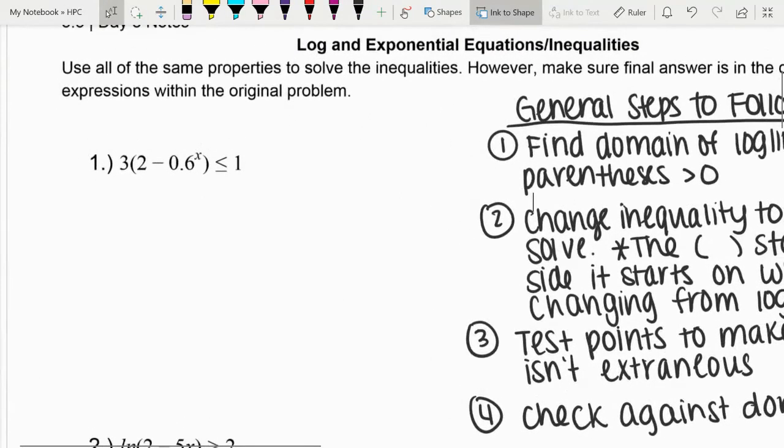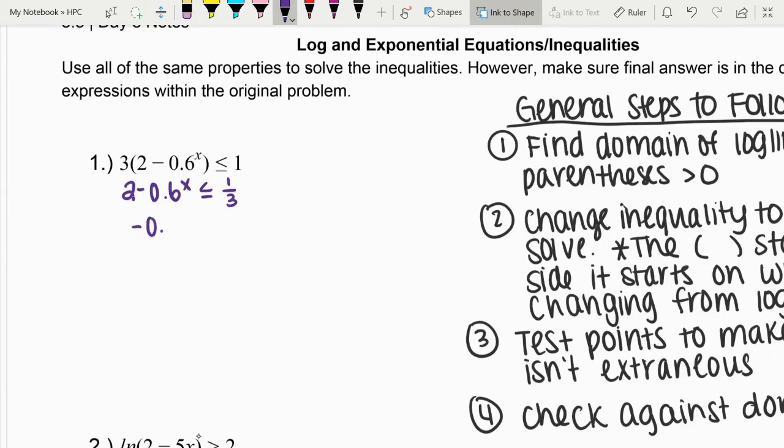In number 1, we are saying that 3 times 2 minus 0.6 raised to the power of x is going to be less than or equal to 1. So we can skip our first step since we don't have log or natural log. Okay, next we can go ahead and solve for x. So I'm going to divide both sides by 3. So I have 2 minus 0.6 raised to the power of x is less than or equal to 1/3. Okay, I'm going to subtract 2 from both sides.